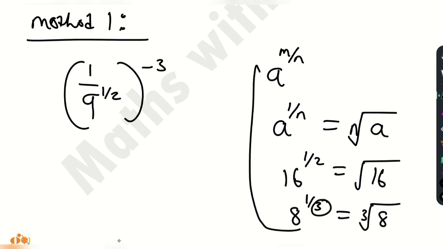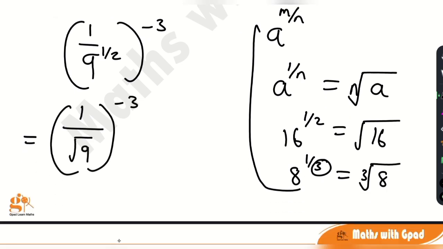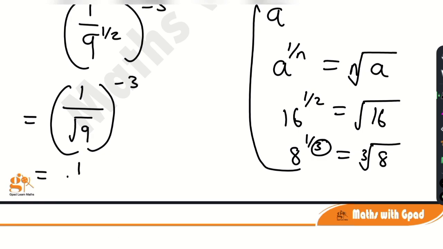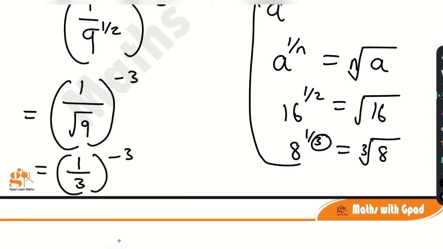So that's by the way. Now let's come here, and this is going to be the square root of 9. So I'm writing it like this: 1 over the square root of 9, all raised to the power of negative 3. So what is the square root of 9? That's 3, all raised to the power of negative 3. Is that okay?